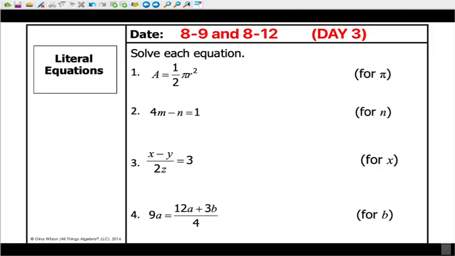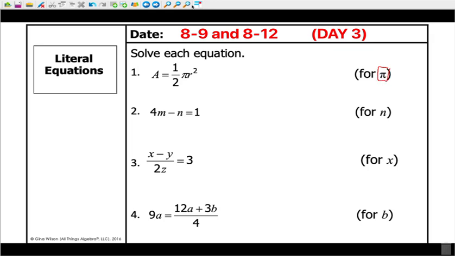Okay, let's go over the bell work. Remember, with solving literal equations, you always want to isolate whatever the given variable or symbol you're being asked to isolate, and we do that by inverse operations on both sides. So for number one, we are trying to solve for pi.